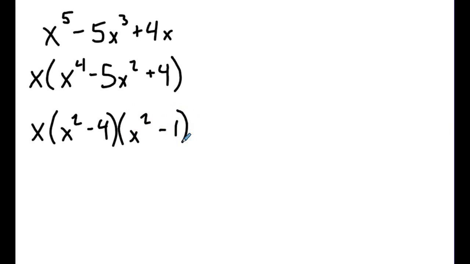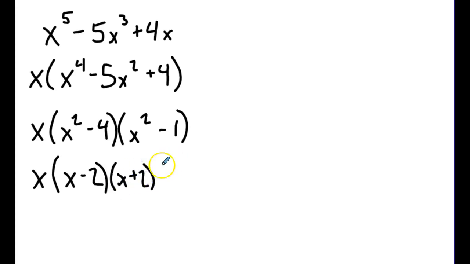Again, if you look at x squared minus 4 and x squared minus 1, those are both difference of squares, so we can break those down even more. We're left with x squared minus 4, we factor down into x minus 2 times x plus 2. X squared minus 1, we factor that down into x minus 1 times x plus 1. Using ideas of factoring out a monomial, what all those terms have in common, then using quadratic factoring ideas to break down a quartic expression, and then breaking down a difference of squares expression.